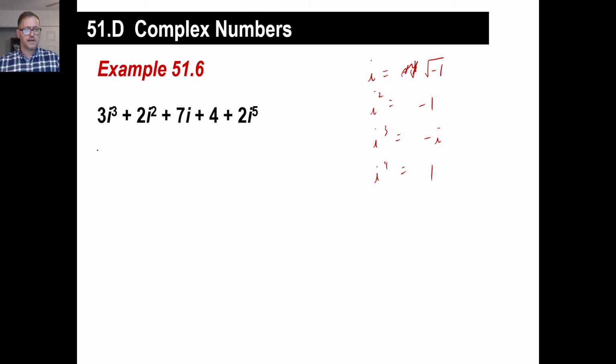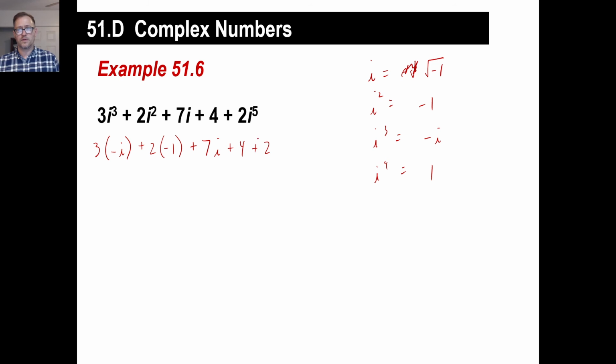Okay, so let's take this and pick it apart one by one. So 3 times i to the third power, negative i. And in a couple of weeks, you'll have these down. You'll remember all of them. i squared is negative 1. Plus 7i, you can just leave that. Plus the 4, plus 2, now what's i to the 5th power?